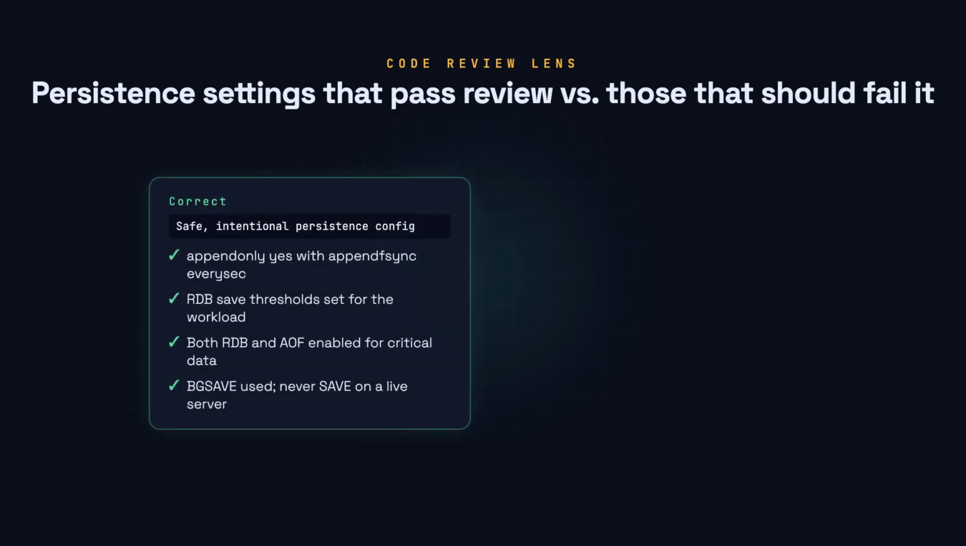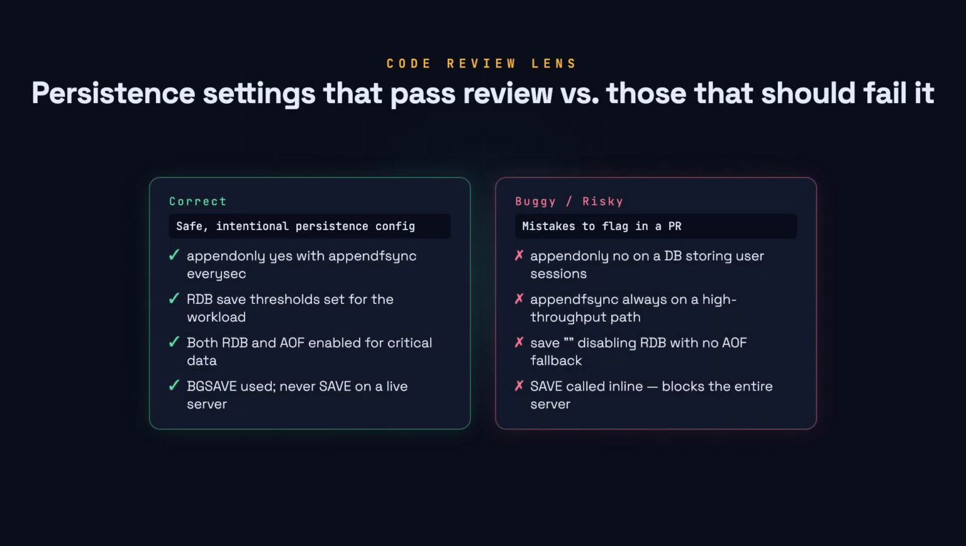When reviewing a PR, check that persistence mode matches the data's importance. Flag appendonly turned off for stateful data, fsync set to always on a write-heavy path, and especially a bare SAVE command. It blocks Redis completely until the snapshot finishes.